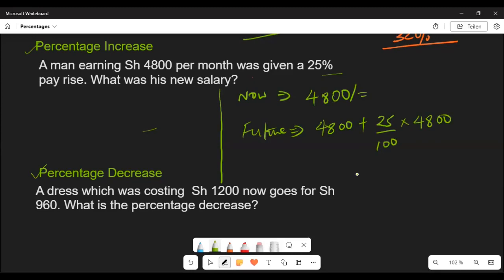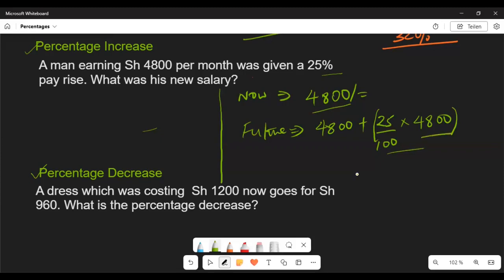So that is the translation that we say, at the moment, this guy is earning 4,800. Sorry for that. This guy is earning 4,800. And now for the future, that's what we want to compute. How much will he earn? Now that's going to be, he earns his normal 4,800 plus the one that he was increased, 25% of his total salary.